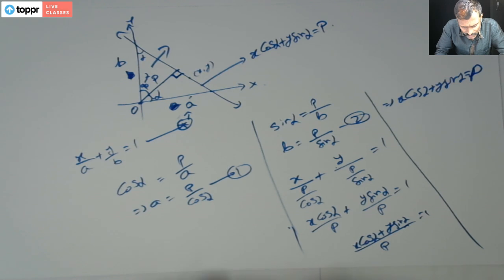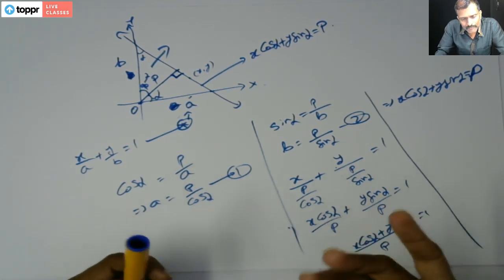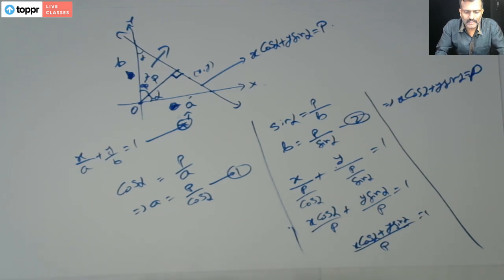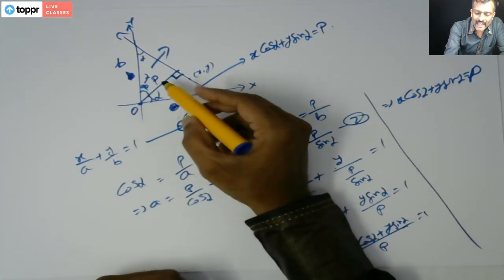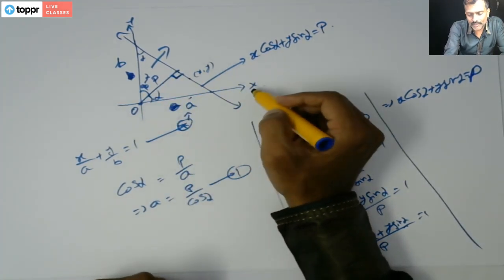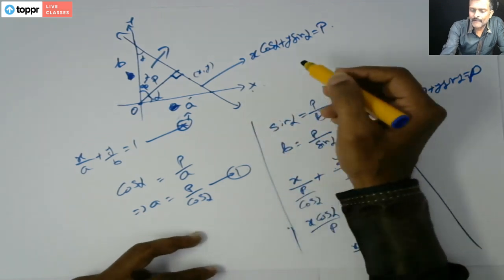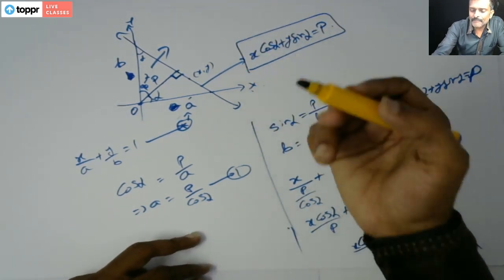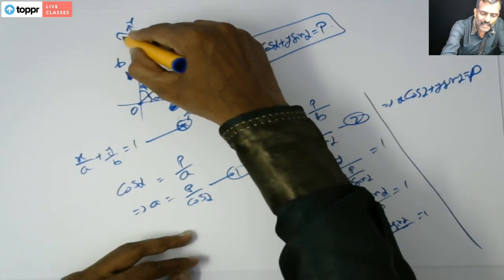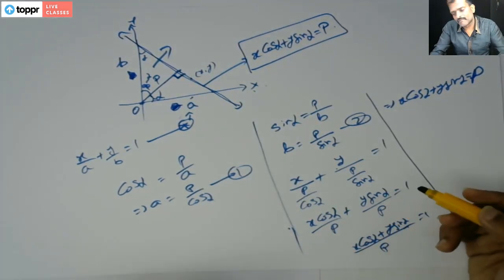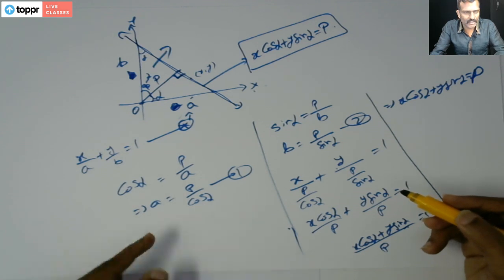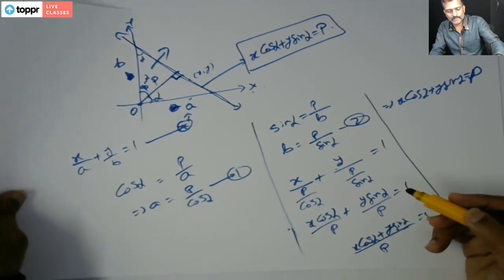So if you want to find the equation of the line when the length of the perpendicular from the origin is given, and the angle made by the perpendicular with the x-axis is given, then this will be the equation of the line for us. So x cos alpha plus y sin alpha is equal to p is the equation of the line.